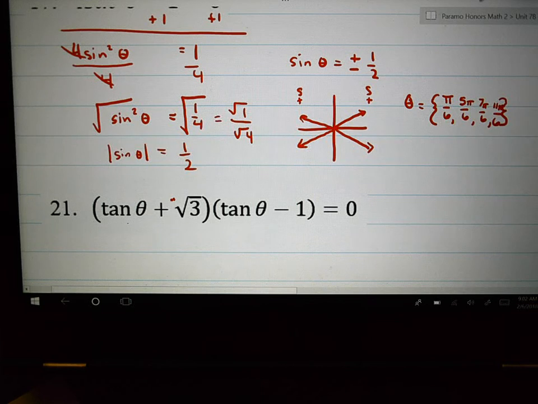The 4 answers that I have that I had to squish in here for whatever reason: I got pi over 6, 5 pi over 6, 7 pi over 6, and 11 pi over 6. If you got those 4 answers, please raise your hand so I can see how many got it correct. I'm going to go 50% is what I see. 50% of the students. That's not great. So let's talk about it.